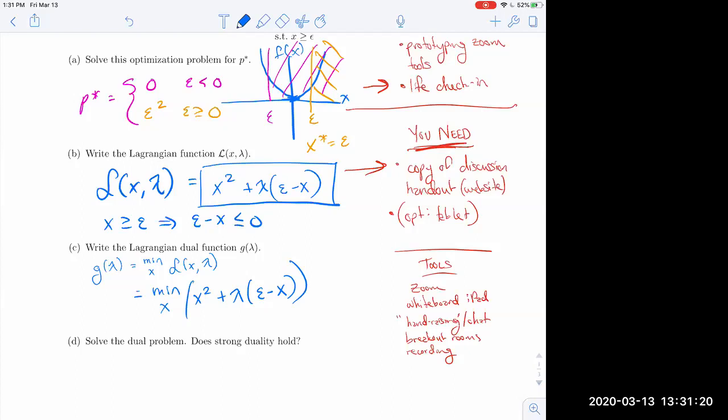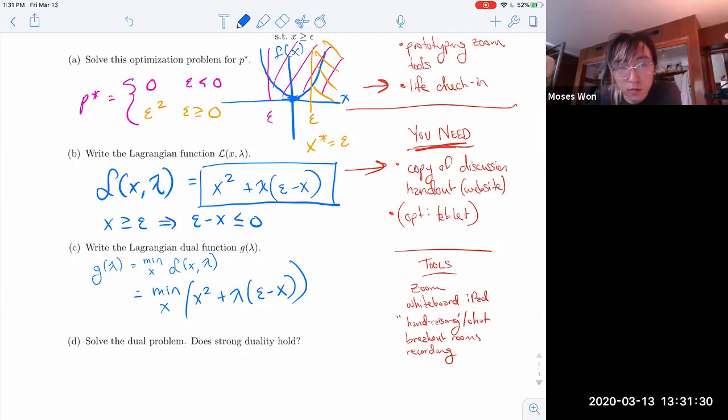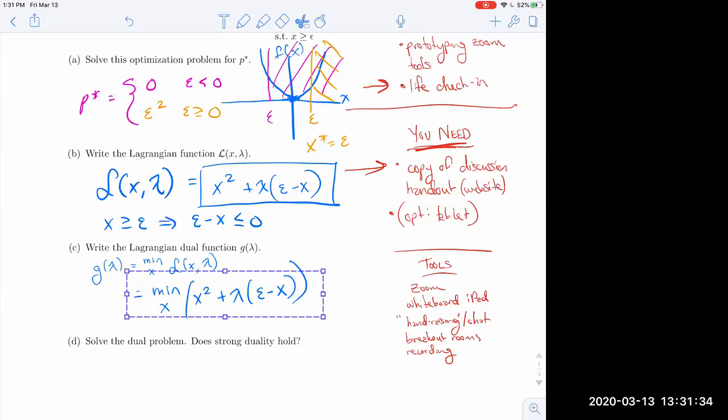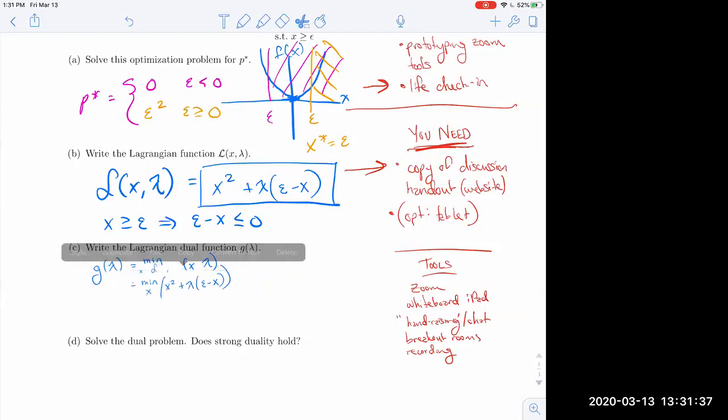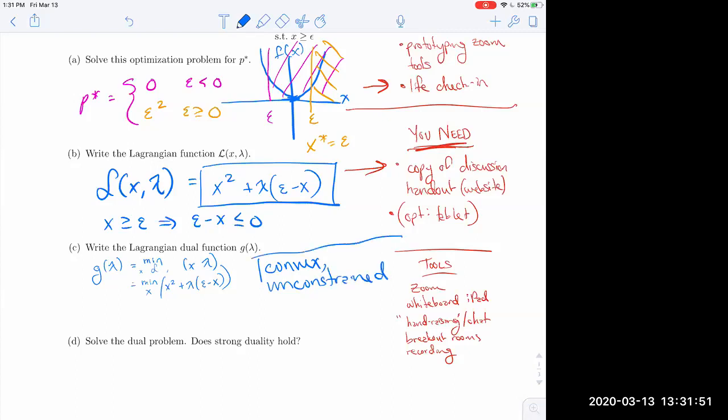So what do you notice about this function? How should we minimize this function? Is it constrained? It's not constrained, and it seems to be convex, so we can look at where the gradient's 0. Good. That's exactly right. So this is an unconstrained convex function, so we can use our gradient tool to solve this problem.